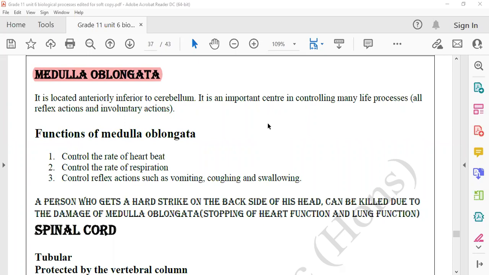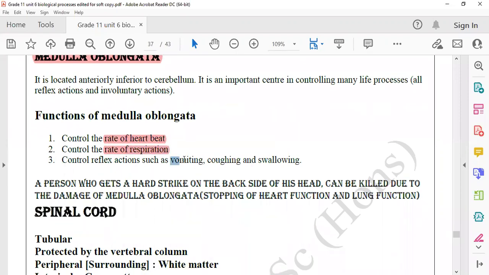He's no more. The reason: medulla oblongata controls the rate of our heartbeat. It controls our rate of respiration, and reflex actions like vomiting, coughing, swallowing are controlled by the medulla oblongata. If the back part of your head gets struck on a hard place, and there is damage to the medulla oblongata, the very first symptom that person will show is that he will start to vomit.